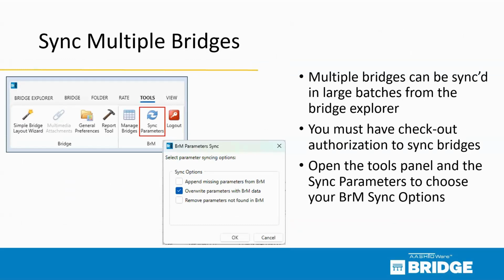So then syncing multiple bridges, that's done from the Bridge Explorer. And you can do these in large batches, thousands of bridges at a time. You'll go to the Tools menu and then go to Sync Parameters. Make sure that you have checkout authorizations to sync the bridges. So I recommend just selecting all the bridges that you're planning on syncing and then give yourself checkout permissions for all of them at once.